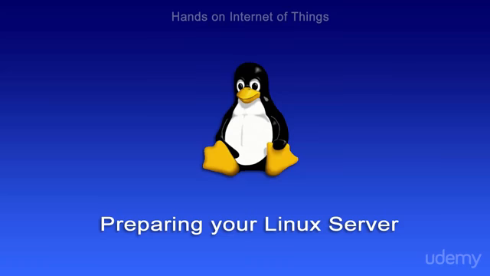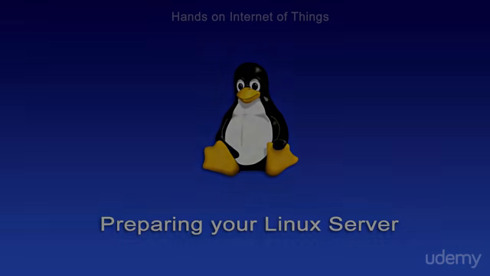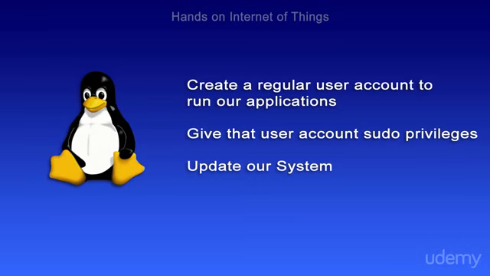Preparing your Linux server. In this module, we're going to be setting up a server to work with our endpoint. We're going to be taking a dedicated Linux server and getting it set up and configured to be an IoT endpoint. In this module, we're going to create a regular user account to run our application. We're going to give that user account sudo privileges, and then we're going to update the system.